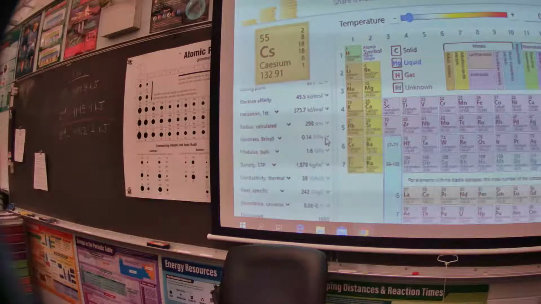This piece of paper I think is really good because it chunks it up into groups. The very first page talks about atomic radii. The second page talks about ionization energy. The third page talks about electronegativity. Can you all flip to the second page, part 2, ionization energy, number 9. Number 9.